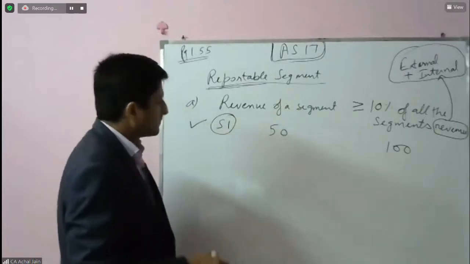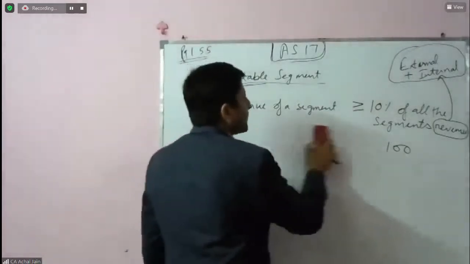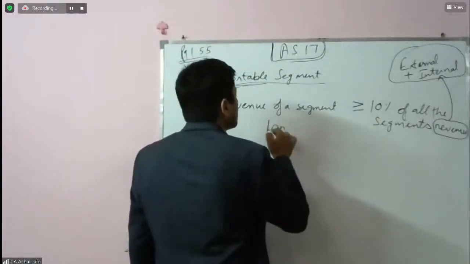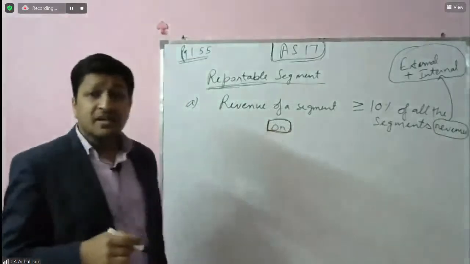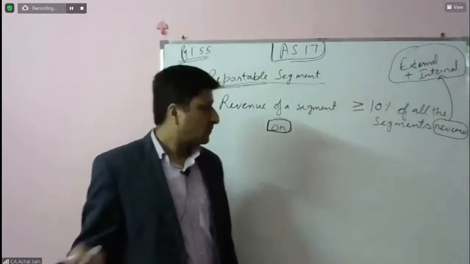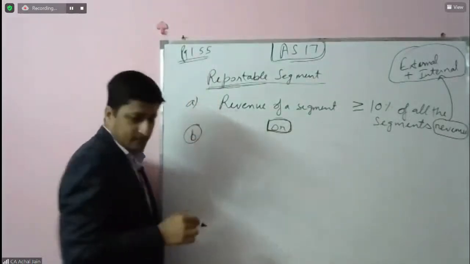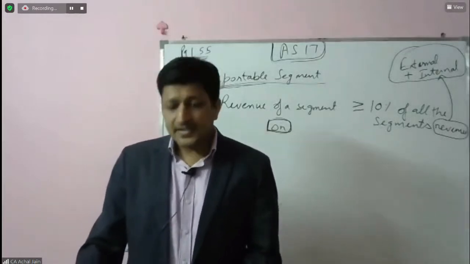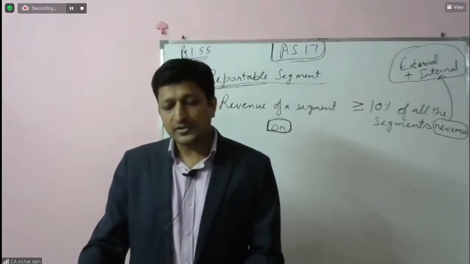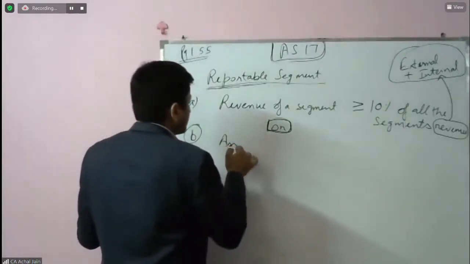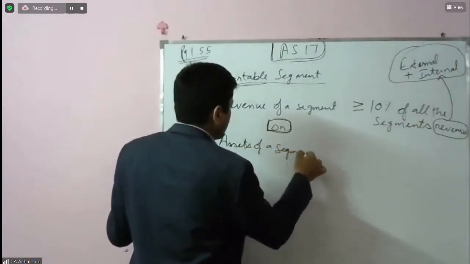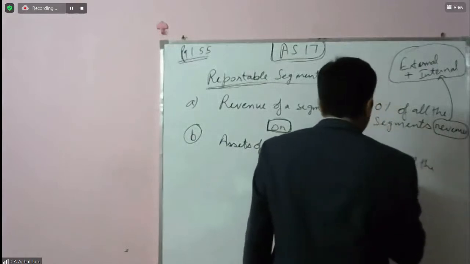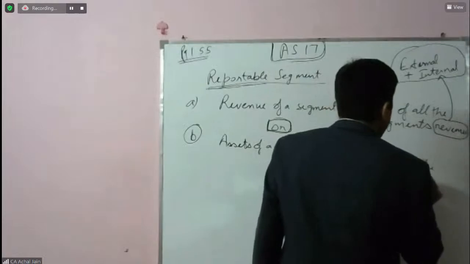Second criteria says or. So either we can say a segment will become a reportable segment on the basis of this criteria, by comparing its revenue, or if the segment's revenue is not more than 10% of total segment revenue, then we can check one more criteria. What's the second criteria? Second criteria is its assets are 10% or more of the total assets of all segments. Assets of a segment 10% or more of all the segment assets.